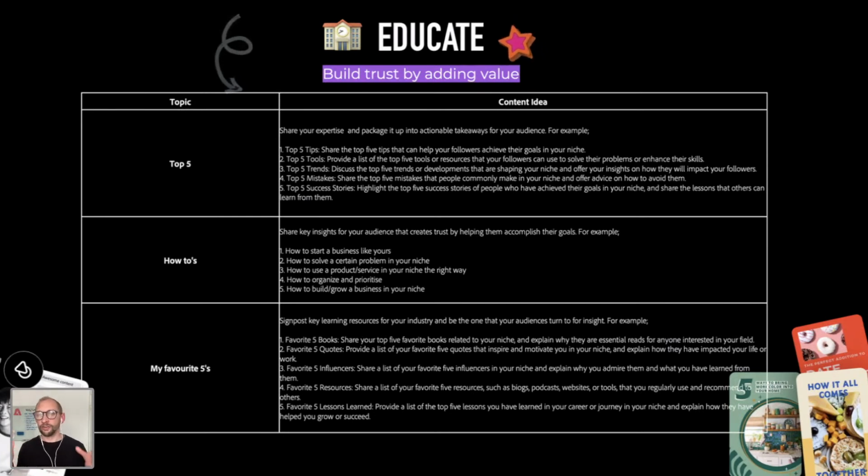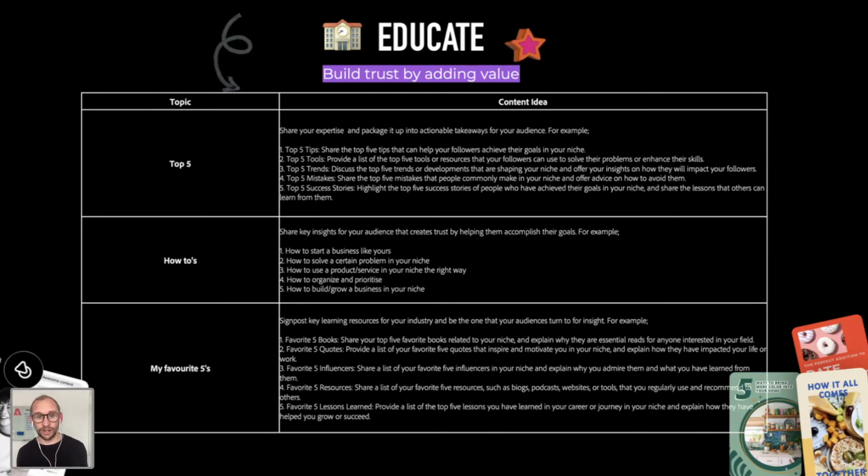So this really goes into the point of how do we add as much value as possible, because we know the people in our space will be struggling with these things, and we've got some ideas how they can overcome these certain challenges. Similar things with how-tos. We can think more broadly about how-tos, like how to start a business like ours, how to solve a certain problem in our niche, how to use a certain product in our space.